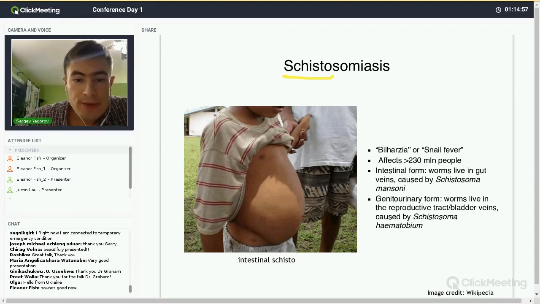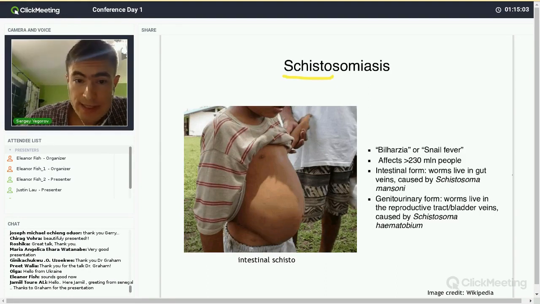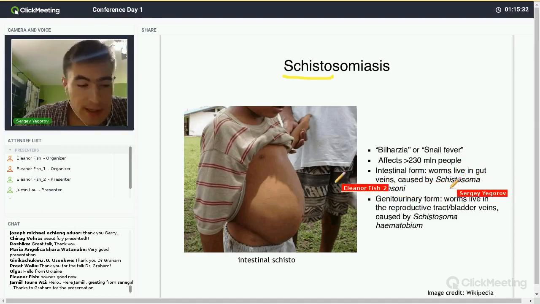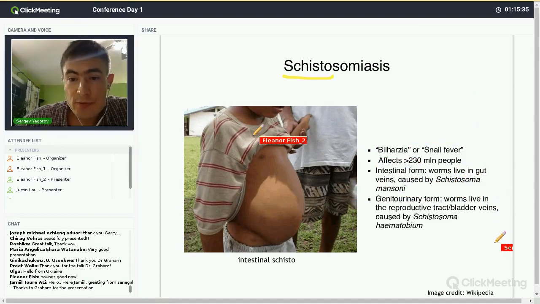There are two major predominant forms of schistosomiasis. One is intestinal schistosomiasis, and one is genitourinary schistosomiasis. This picture shows a boy with very typical symptoms of intestinal schistosomiasis, which is a swollen belly. I won't go into details on pathology right now, but it's caused by this parasite called Schistosoma mansoni. This is the predominant schisto species in Uganda, and that's the one species I'm going to focus on in this presentation.